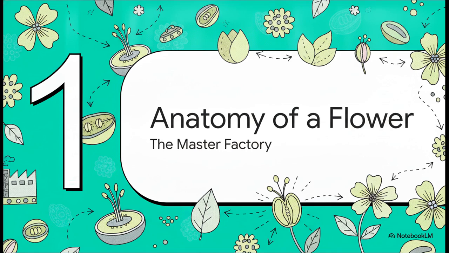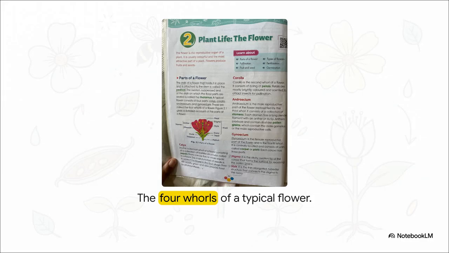All right, part 1, the anatomy of a flower, the master factory. So here is your master factory. You'll notice everything sits right on this swollen base at the bottom. That's called the thalamus. Now check out the two main reproductive players here. You've got the male androecium, with its long, pollen-producing stamens, and right smack in the center is the female gynoecium. That one features a sticky stigma at the top and an ovary down at the base, which holds the ovules.